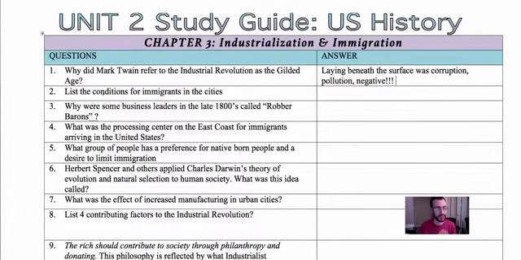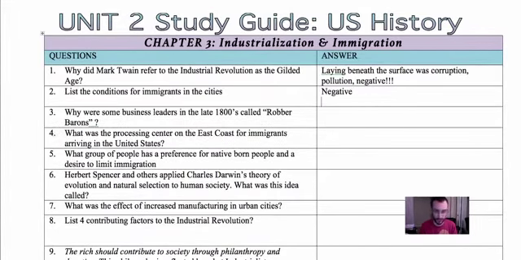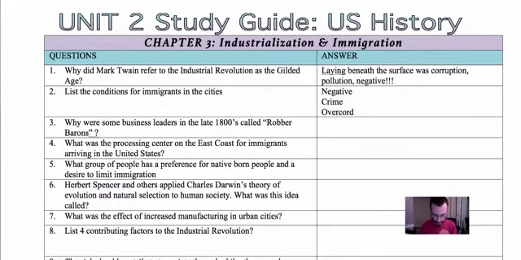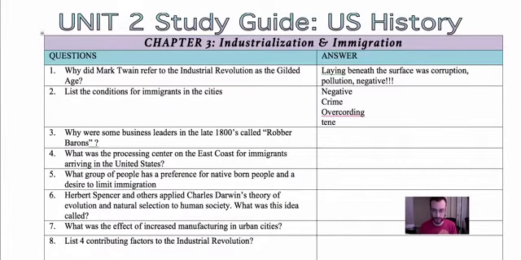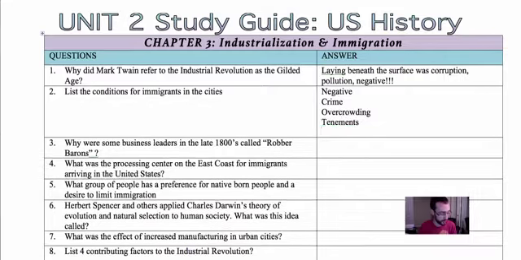So list some of the conditions. Number two, for immigrants in the cities, well, those are also going to be negative. So think of negative type things. More specifically, we have crime, overcrowding. Think of the tenements. So those types of things. You can also think of something we discussed was the high infancy deaths as well. So many babies are going to be dying. Those are some poor conditions of immigrants living in the cities.